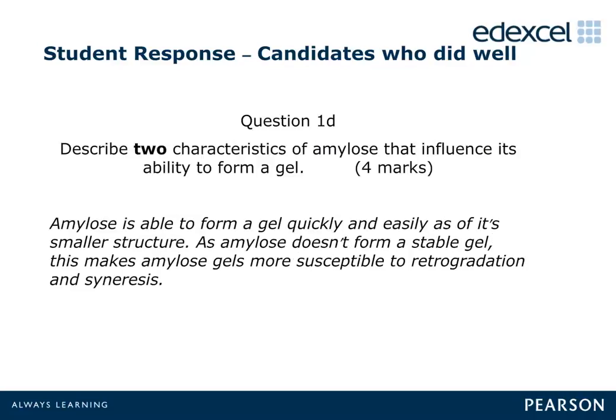This is a concise response which includes accurate descriptions. It is clear the question has been fully understood and the answer shows a high-level knowledge. The characteristics of amylose are made clear, and this is followed by an explanation that links those characteristics with its gelling ability. This response has also gained full marks and contains evidence of relevant technical vocabulary.